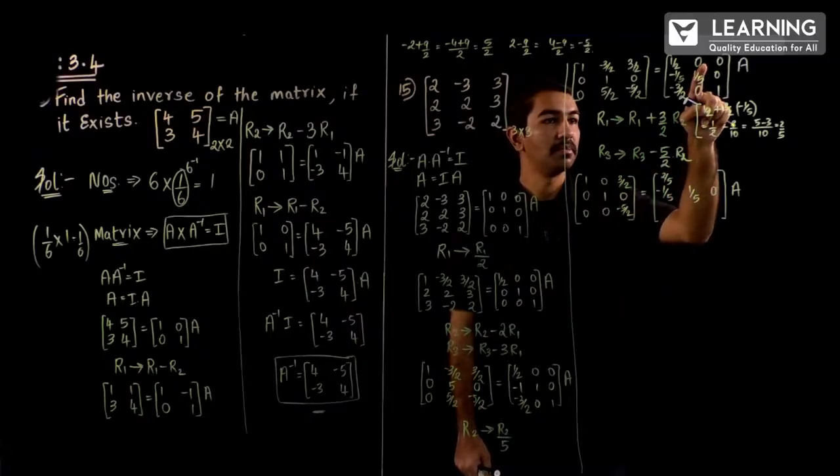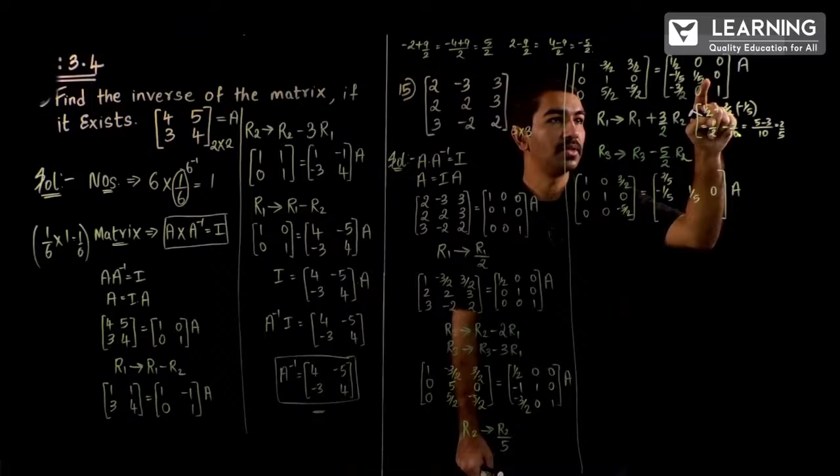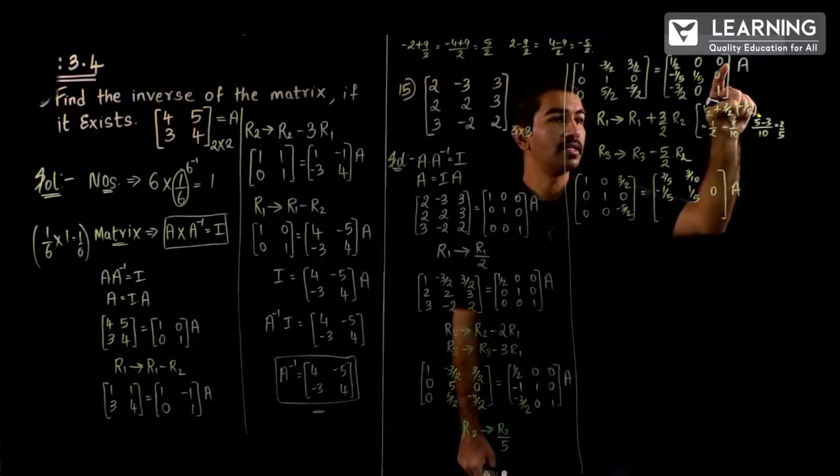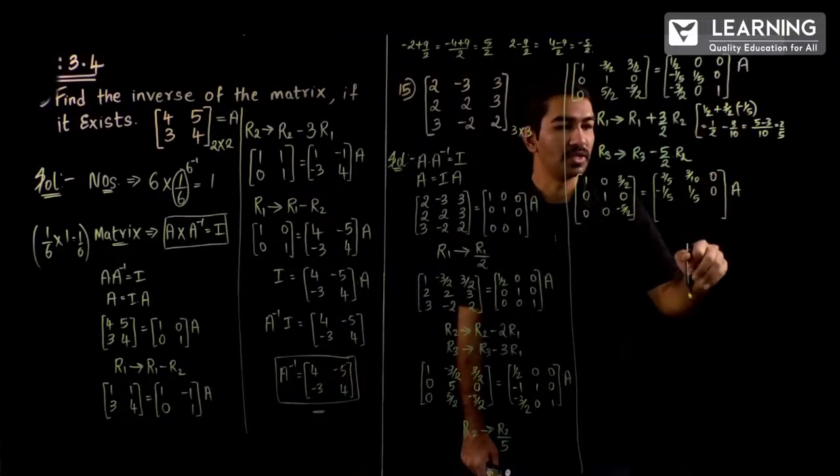Same thing next. R1 is 0 plus 3 by 2 of R2. So that will become 3 by 10. Here we'll write 3 by 10. Next, R1 0 plus 3 by 2 of 0, this is becoming 0 itself, no changes.